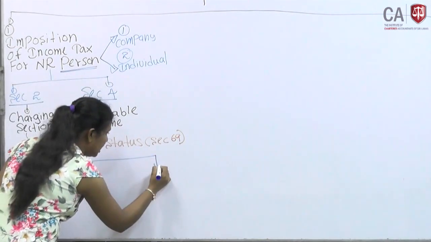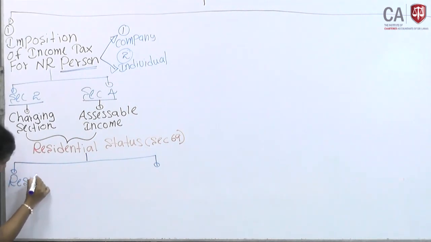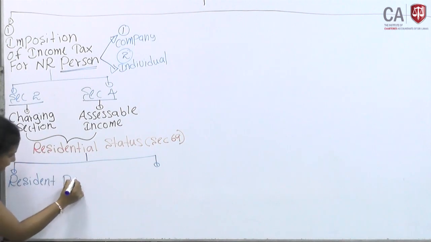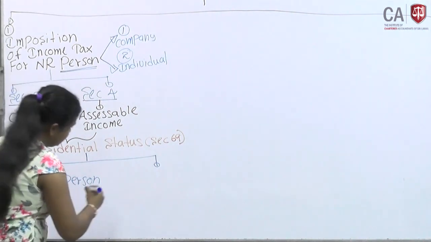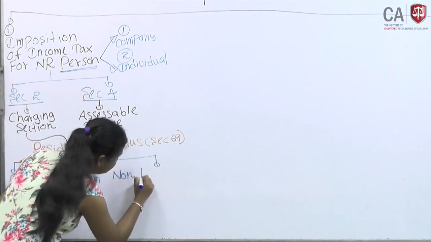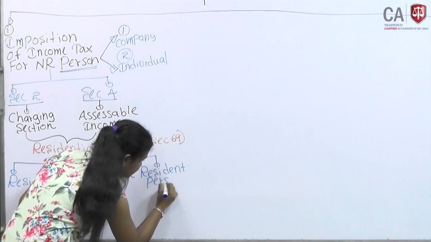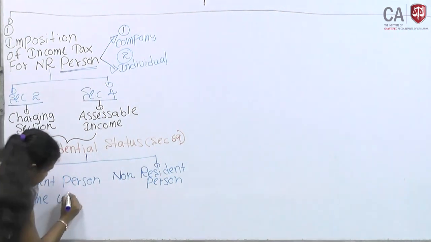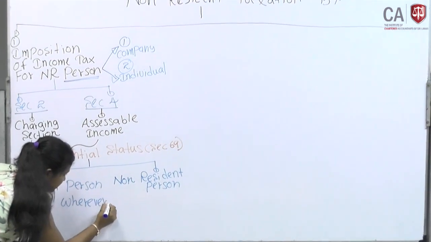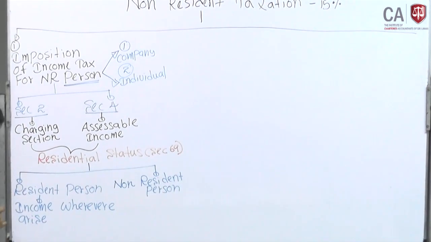According to that, we have 2 persons. One is the resident person. According to section 69 in the Inland Revenue Law, we have a resident person, and again we have a non-resident person. When it comes to a resident person, income wherever it arises shall be liable to pay tax in Sri Lanka.